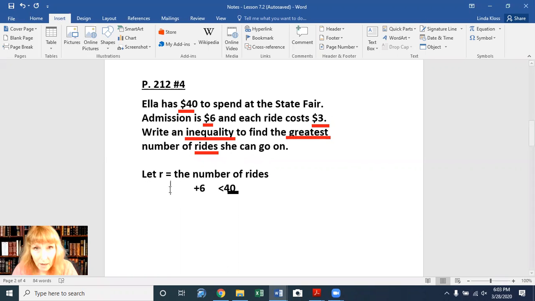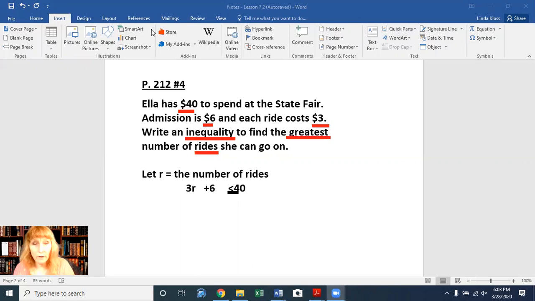So let me ask you, if she was to ride 2 rides, how much would she pay for that? Yes, she would pay 3 plus 3 or $6. How much would she pay if she rode 3 rides? 3 plus 3 plus 3 or $9, or you could say 3 times 3, right? So it's really the number 3 times the number of rides. There. So we made our inequality. 3R plus 6 is less than or equal to 40.